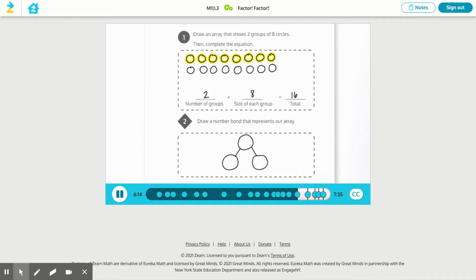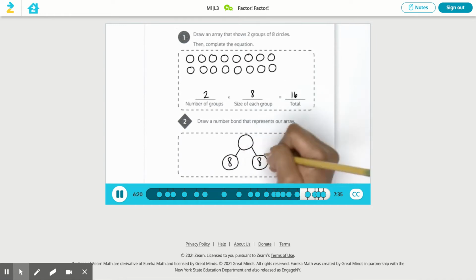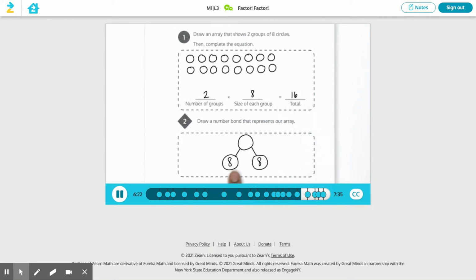There are 8 circles in each row, so the size of each group is 8. I'll write 8 in each part. We drew 2 parts to represent the 2 groups, and wrote 8 inside each part to represent the size of each group. So what is the total? Write that here.